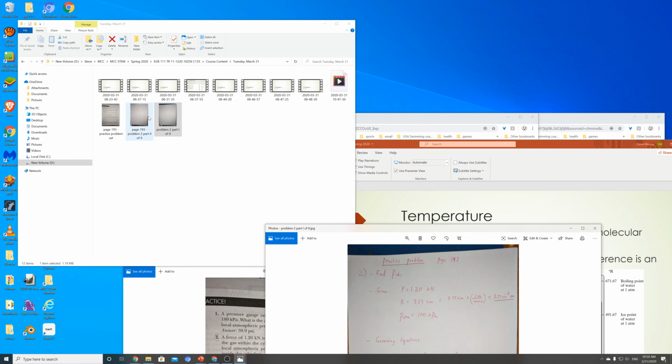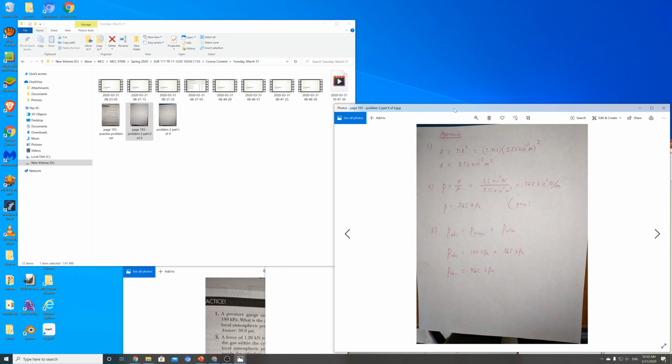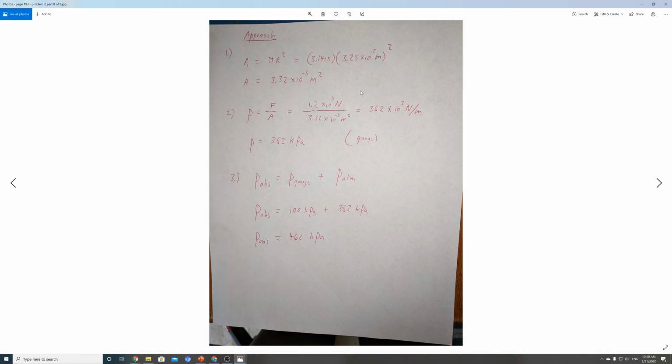All right. Second part of the problem, the approach we're going to take. First, we're going to calculate the area, because we want to calculate the gauge pressure. Just going through the calculation, we come up with 3.1415 times 3.25 times 10 to the minus 2 meters, and square that. And here is our area of the surface of the piston.